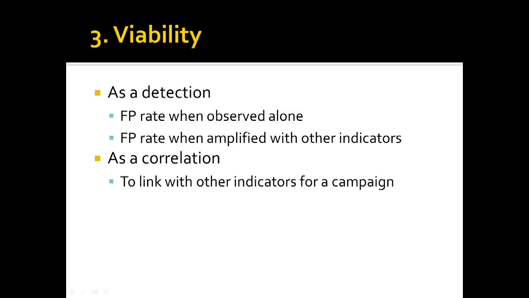Third, viability. So viability is a detection or a correlation. What's the false positive rate if you were to use this particular indicator as a detector by itself? Could you use it with other indicators to decrease that false positive rate and still utilize it for detection? Or maybe it isn't good for detection, but it is good for correlation. So, I think a sending email domain of gmail.com isn't going to be very good as a detection. Probably not alone, or certainly not alone, probably not amplified with other indicators in a complex conditional sort of way.